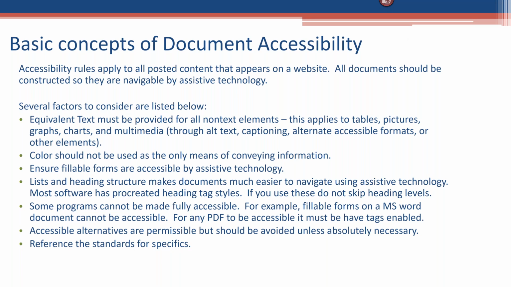Accessible alternatives are permissible but should be avoided unless absolutely necessary. One of the common examples of this would be providing a video where, instead of captioning, you provide a full text script that was followed. That can technically achieve 508 compliance. Note it needs to be verbatim for what was said, and it is only acceptable when no other means of accessibility can be created.